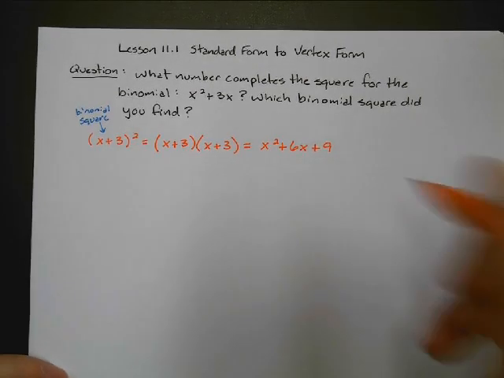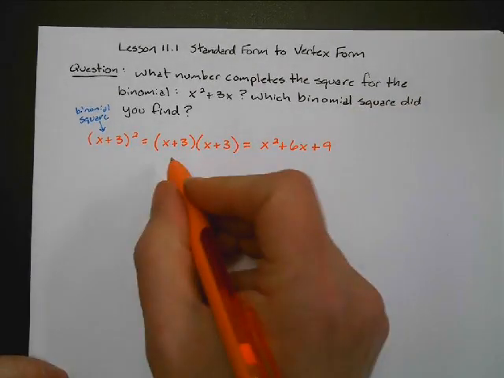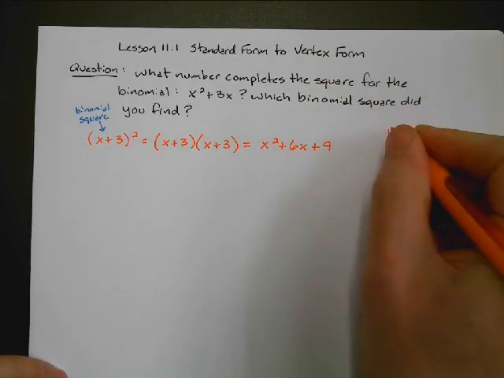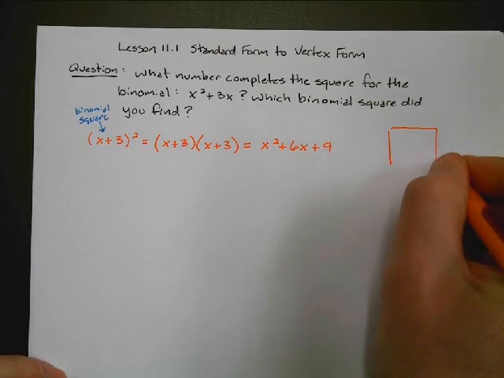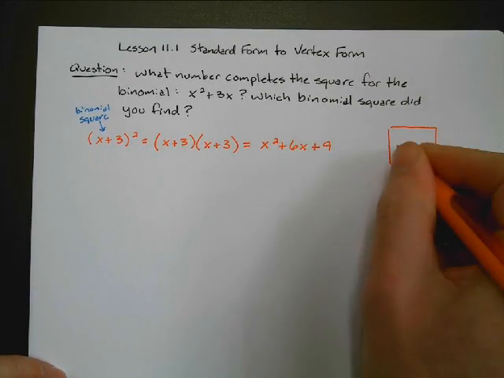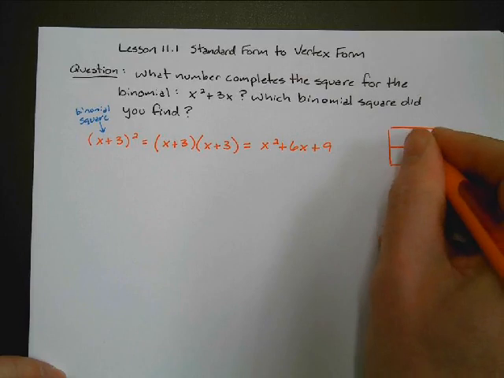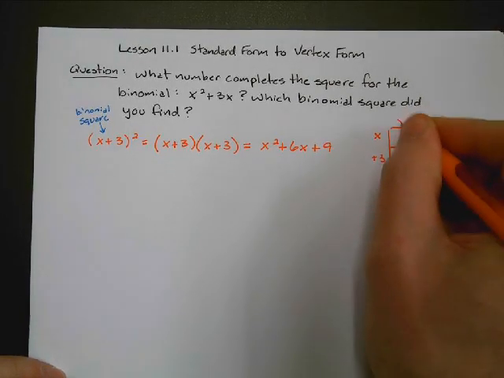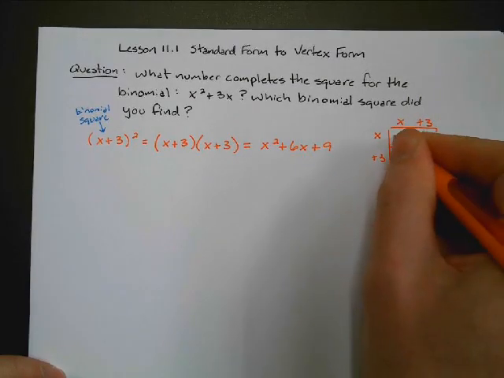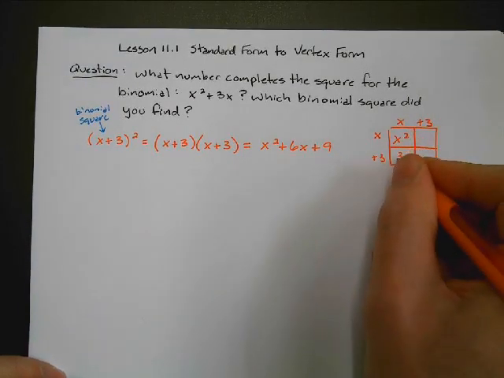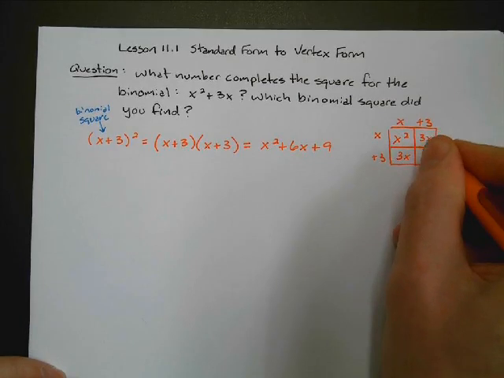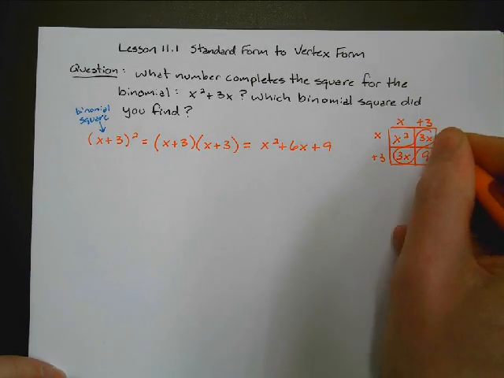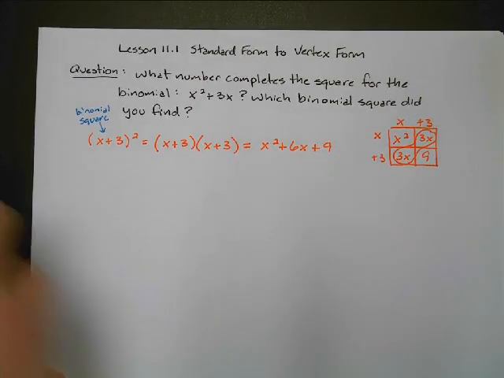All right, and we said that you could do the FOIL method. You could do the area model, or you kind of set it up in the box method. Some people called it the Punnett square, whatever you want to call it. So we could do x plus 3 times x plus 3. And here we'd get x squared, 3x, 3x, and 9. And we notice that these two numbers combine to give us that 6x in the middle.